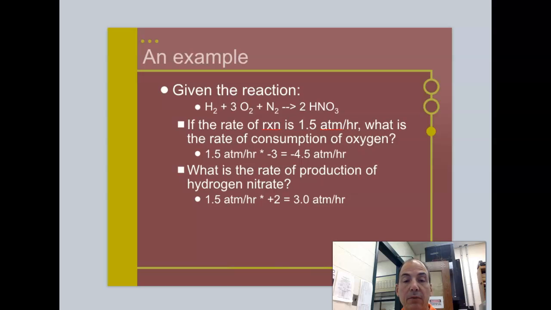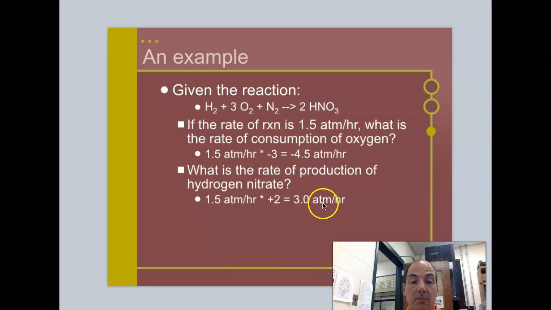What is the rate of consumption of oxygen? Well, remember that the rate of reaction is assumed to have a coefficient of 1. So we'd say that the oxygen is 3 to 1 with that substance. So it's 3 times the rate of reaction, but it's negative because it's a reactant. So we would say it is decreasing at a rate of 4.5 atmospheres per hour, or has a rate of negative 4.5 atmospheres per hour.